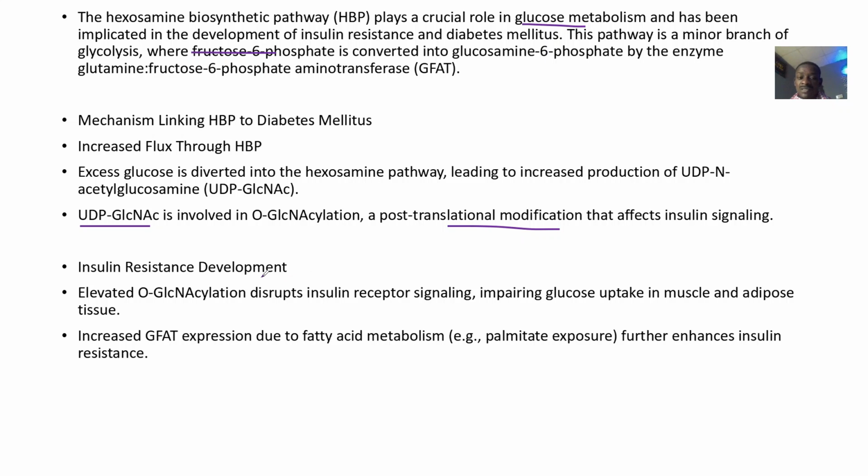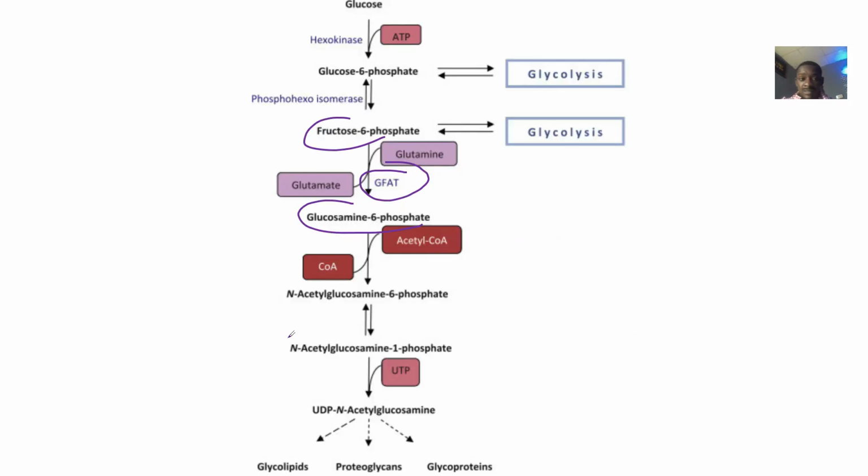Then insulin resistance development. Once this is elevated, it disrupts insulin receptor signaling. So this will now impair glucose uptake in muscles and adipose tissues. So increased expression due to fatty acid metabolism will now further enhance insulin resistance.